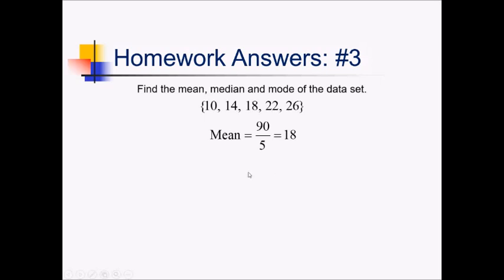So now for the median, we have to put these in order and then find the middle item. So it looks like we've got 10, 14, 18, 22, 26. These are already in order, so I'm just going to rewrite that. And now to find the middle item, we're just going to cross off items at each end of the list until we get to the middle. So 10 and 26 get crossed off, 14 and 22, and that leaves us with one middle item, which is 18. So that is our median, because it's the only middle item.